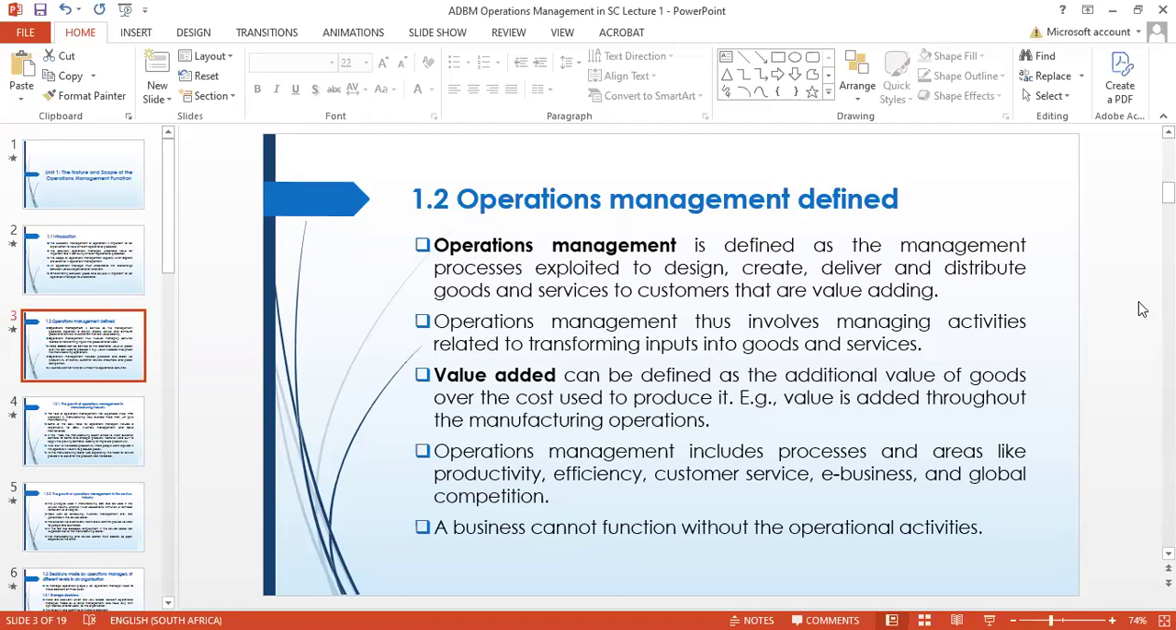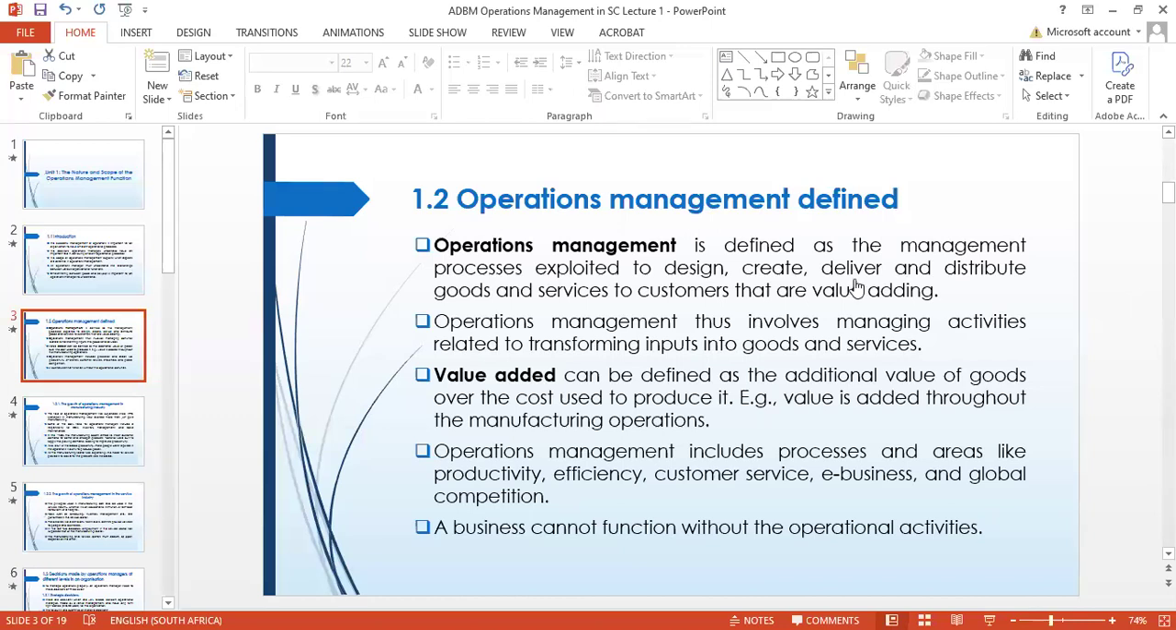Transporting the wood to the manufacturing site, transporting the steel, keeping these also in the warehouses. All those activities need to be managed. That's what operations management is all about.